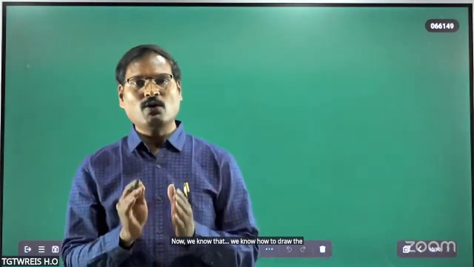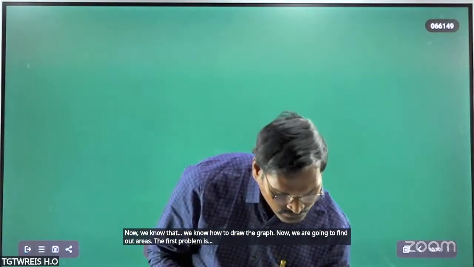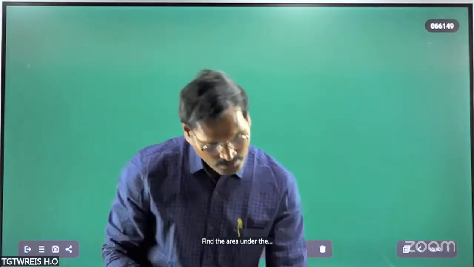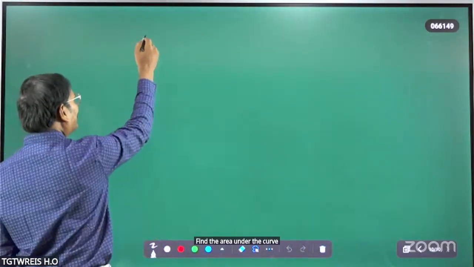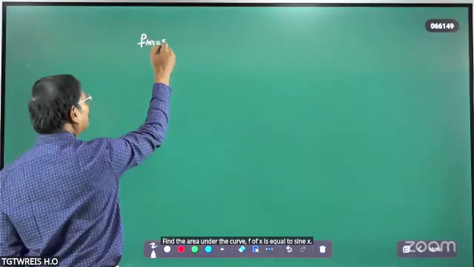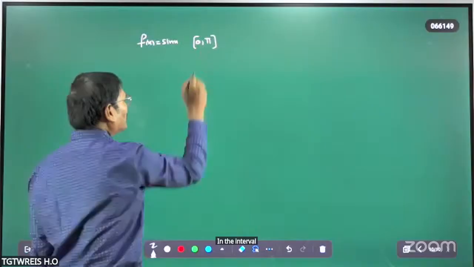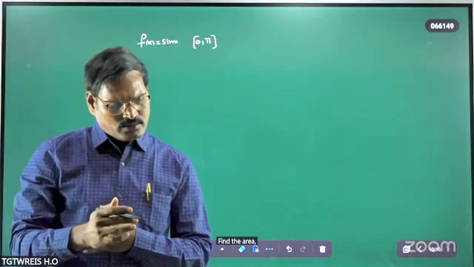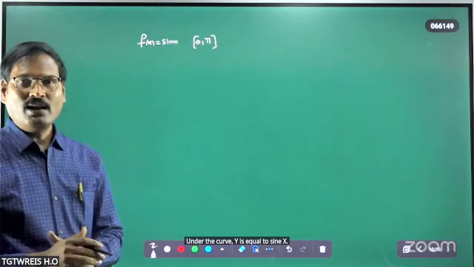Now we know how to draw the graphs. Now we are going to find out areas. The first problem is: find the area under the curve f of x is equal to sin x in the interval 0 to pi. Find the area under the curve y is equal to sin x in the interval 0 to pi.